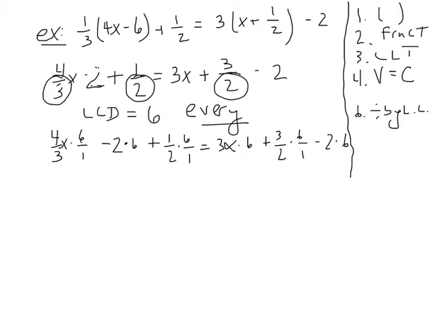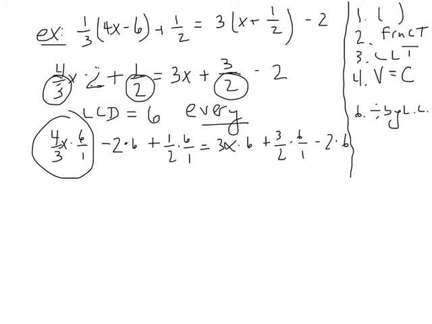I want you to notice how I multiplied every single term by 6. But you'll notice the difference. When I multiplied a fraction by the LCD, I wrote it as 6 over 1. When I multiplied just a number that didn't have a denominator, or a variable term that didn't have a denominator, by the LCD, I just wrote 6. There's no need to write 6 over 1 there. So let's clean all this up and see what happens.